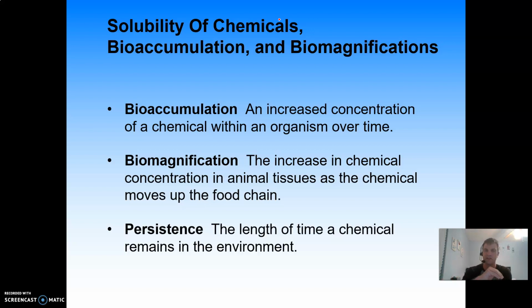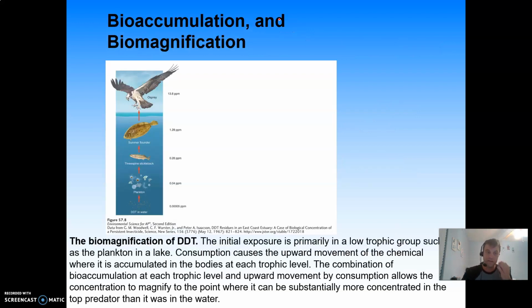Biomagnification is, so you have a certain amount of concentration now in that cow. Now, if a human eats a bunch of cows that have eaten that grass, the concentration is going to be magnified, like tenfold of what was in that cow. So that's called biomagnification. It's the increase in chemical concentration in animal tissues as the chemical moves up the food chain. And persistence is important because it's the length of time that a chemical remains in the environment, and that can tell you if what you're consuming, if it's been exposed to a chemical, is safe or not.